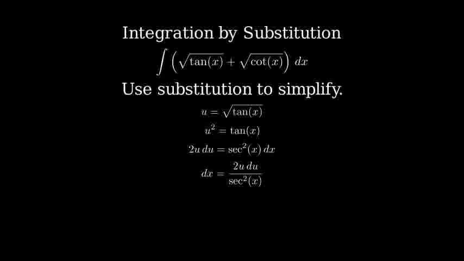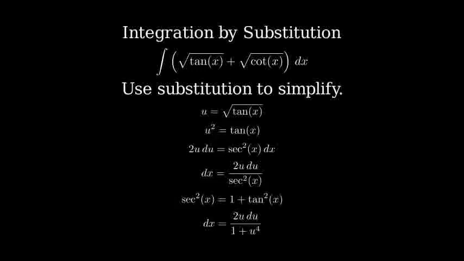So, dx becomes 2u du divided by secant squared x. Remember the trigonometric identity: secant squared x is equal to 1 plus tangent squared x. Using this identity and our substitution, we can continue solving for dx.